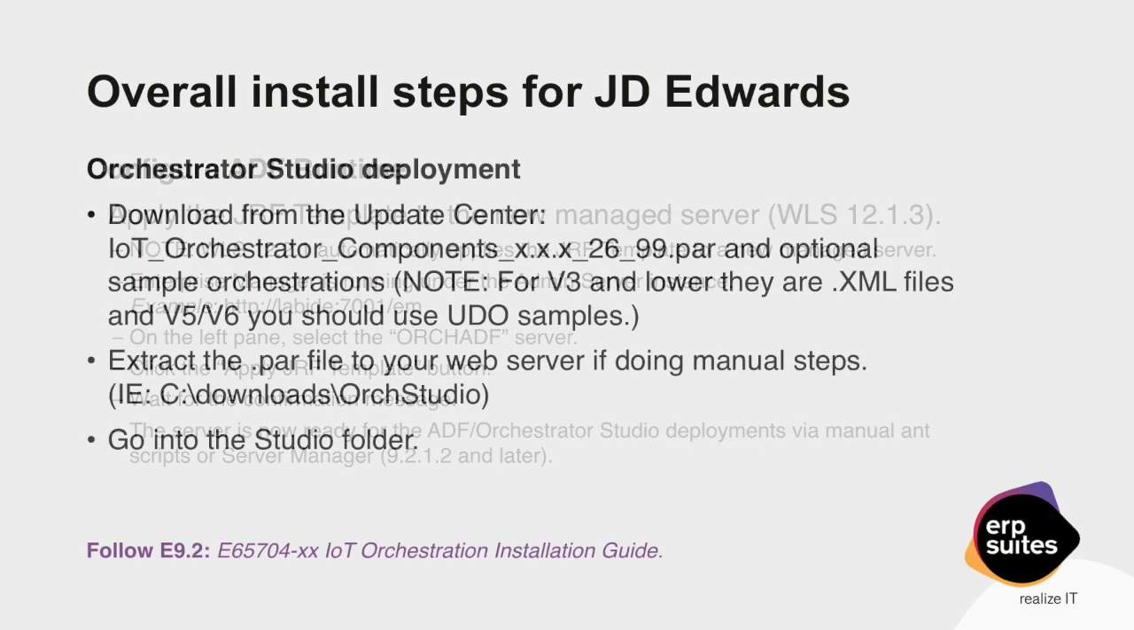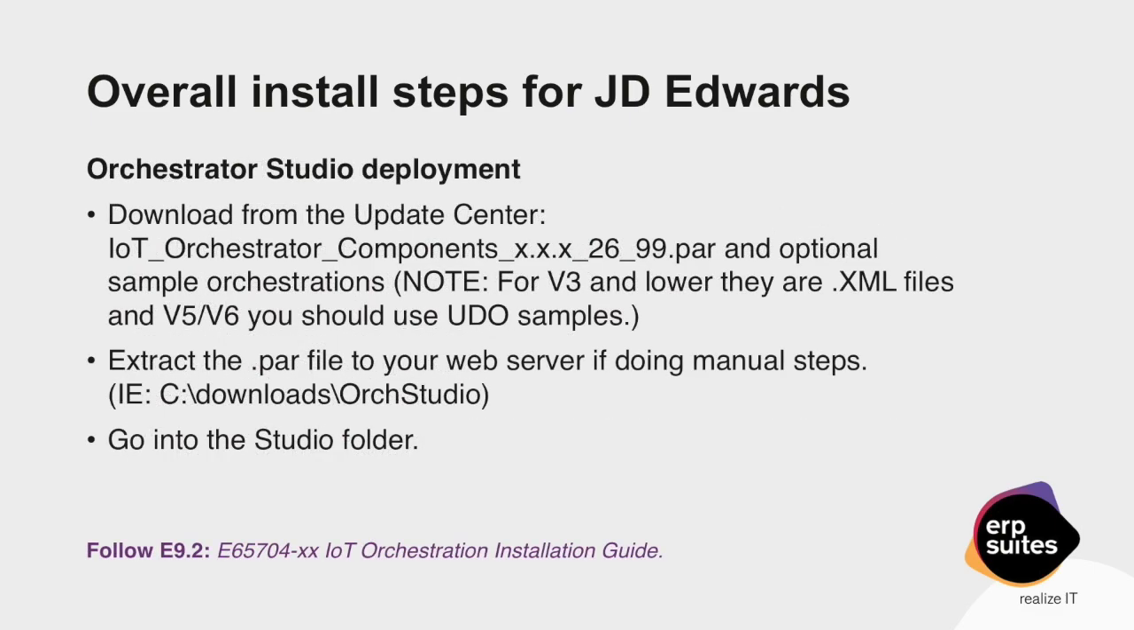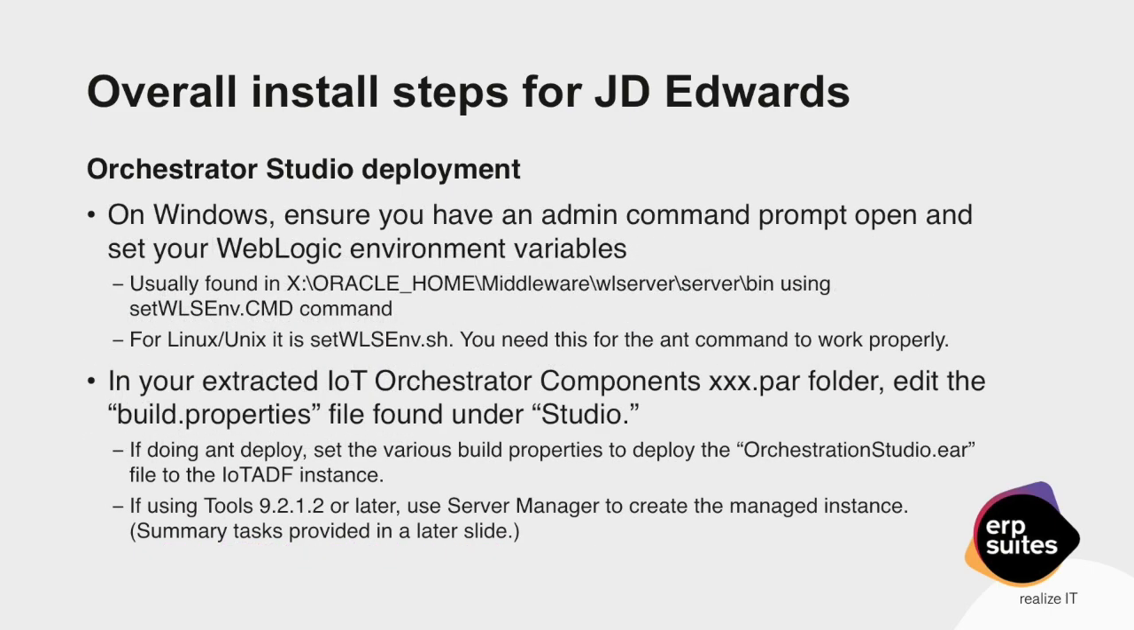Then there's another IoT orchestration guide if we're doing the Studio. Again, download from the Update Center, get the pieces you need there, get your power file, pop it on. You can set your WebLogic environment. Again, this is the manual way, this is the old way. So we're expanding things out. We have to have a command prompt to do that. We set up a build properties file. We have to fill all those fields in. Or at the very bottom there, I say, if you've got tools 9.2.1.2, you download it and you put it in Server Manager and say load. It does it all for you.